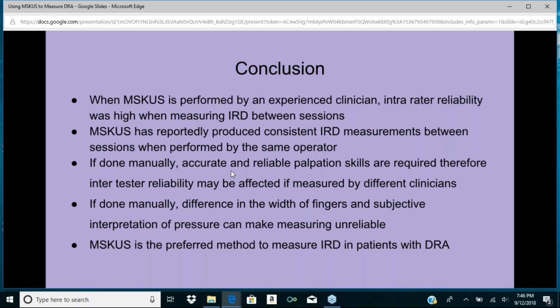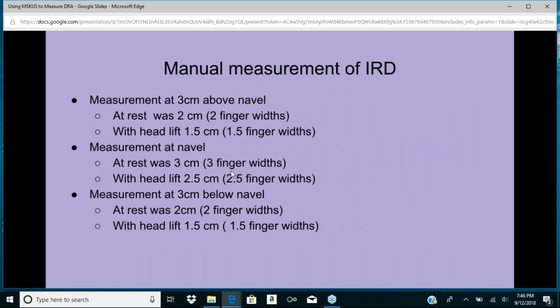My question is, I was actually a little surprised that the diastasis opened at certain times when you had her do the head lift. Most of the time, what I find just manually is that the diastasis sort of closes up around your fingers when you do the head lift. Yeah, it could go either way.